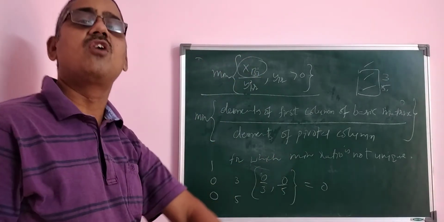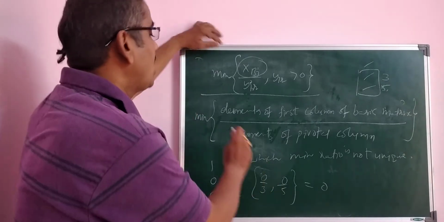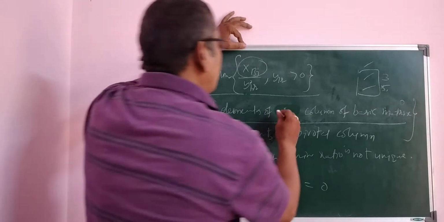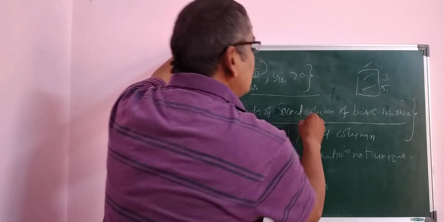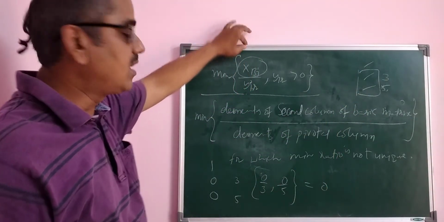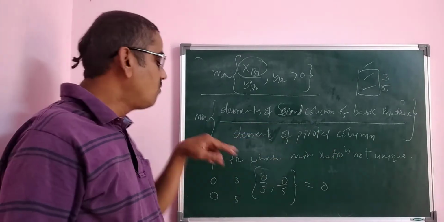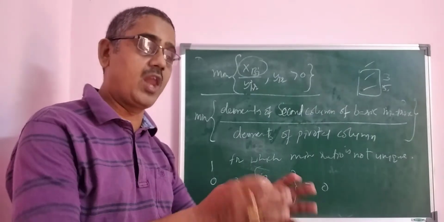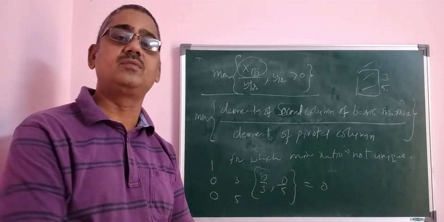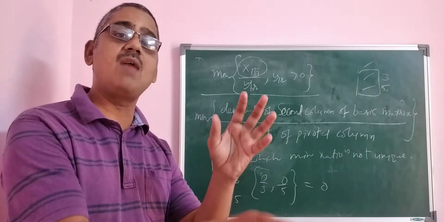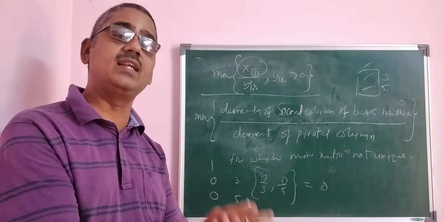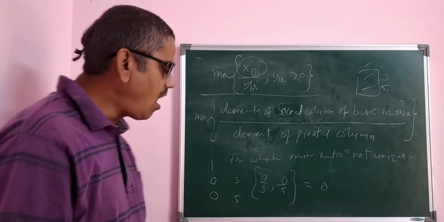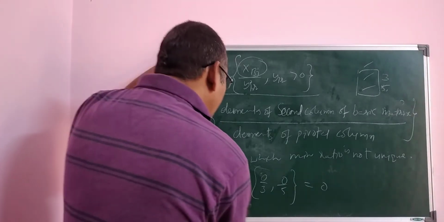Then you have to go and consider the next one, that is the elements of the second column. In the next step, what we have to consider is the second column of the basis matrix divided by the elements of the pivotal column, for which the minimum ratio is not unique, which means a tie occurs for two elements. Then you consider the second column, and definitely it will be resolved.